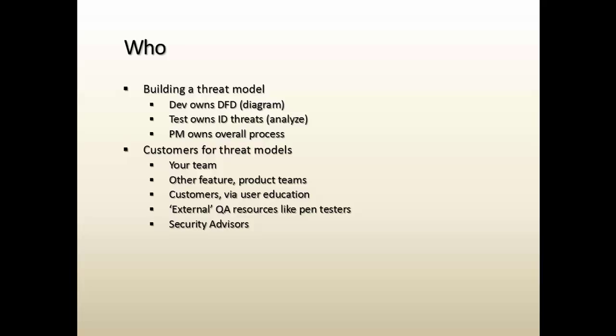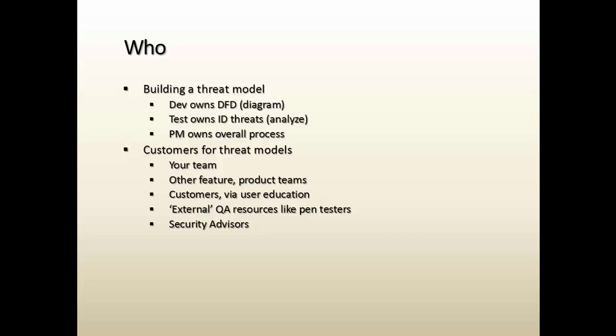It's interesting because I've seen this kind of slide in other things about building the threat model. The developer owns the DFD, the tester owns the threats, the process manager owns the overall process. And the problem with this is, when you look at all those, they all may claim ownership, but the bottom line is whoever writes the code is responsible, in unison with the other people, for making sure that threats have been identified and mitigated. So the customers for threat models are everyone, internally and externally, who gets involved with the product.